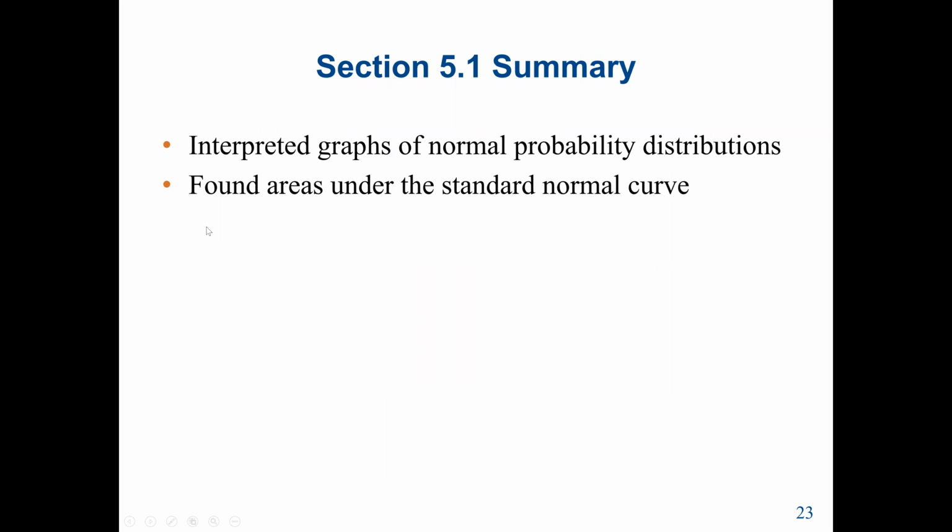So in this section, we interpreted the graphs of a normal probability distribution. We saw how the mean and also the standard deviation of a distribution have an effect on the graph. We also learned how to find the areas under the standard normal curve. This is very important because this will lead us to hypothesis testing, using the z-score value. We may use this table to do that problem.